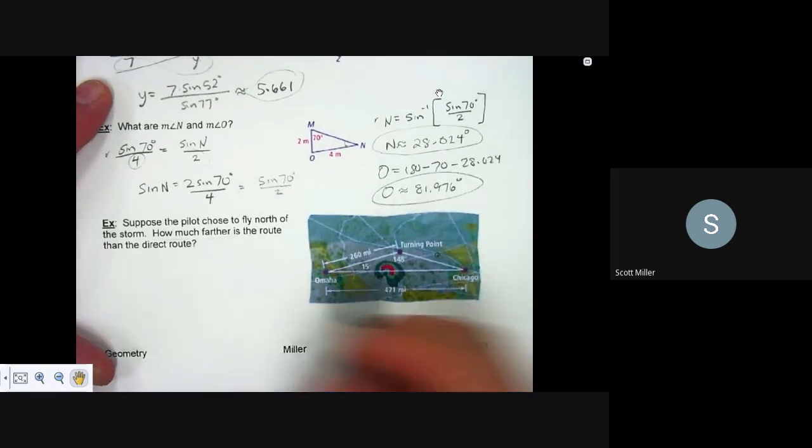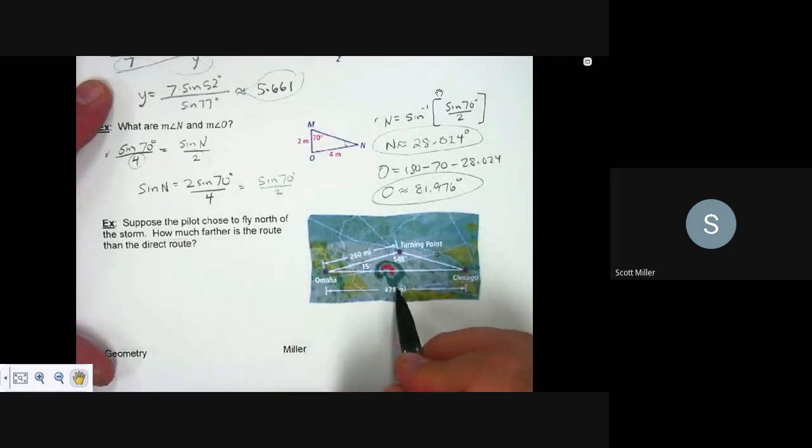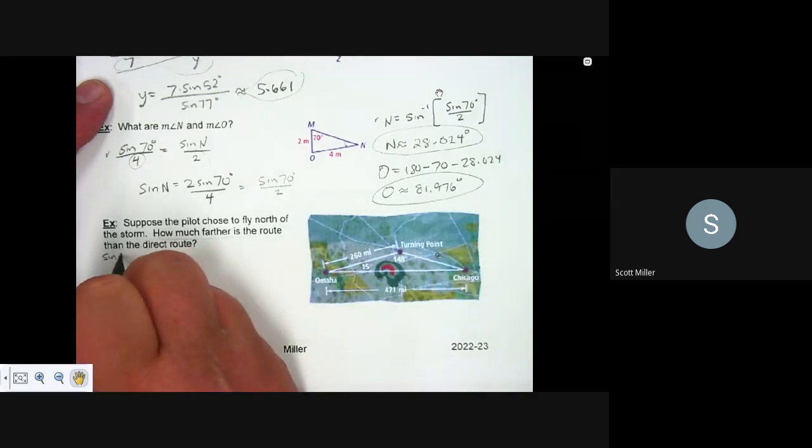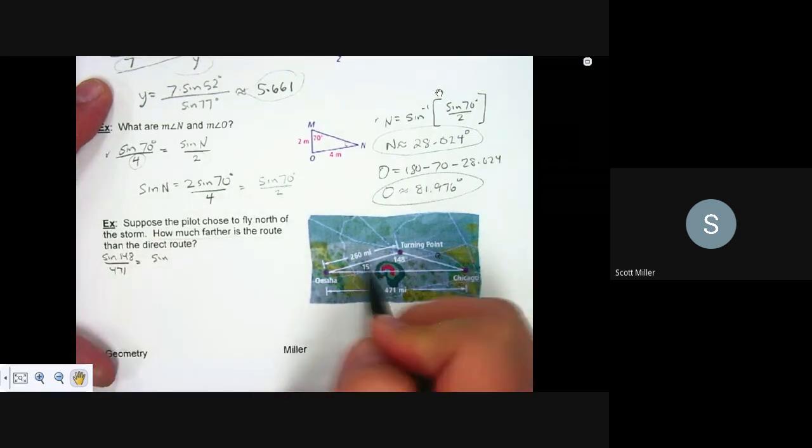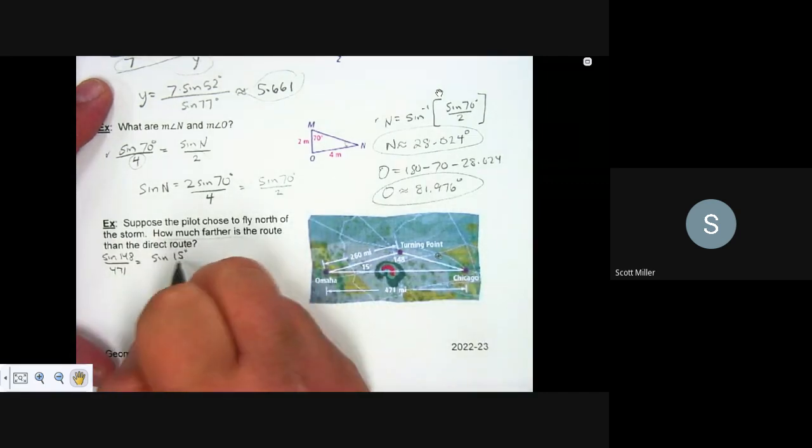Okay? And so you can see I have a complete ratio right here. So I know that the sine of 148 over 471 must be equal to the sine of 15 degrees over A.